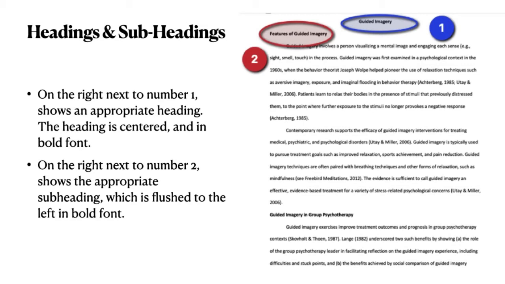On the right, next to number 1, shows an appropriate heading. The heading is centered and in bold font. On the right, next to number 2, shows the appropriate subheading, which is flush to the left in bold font.